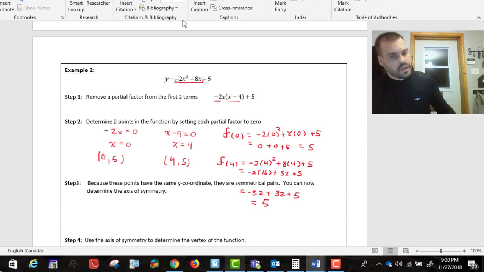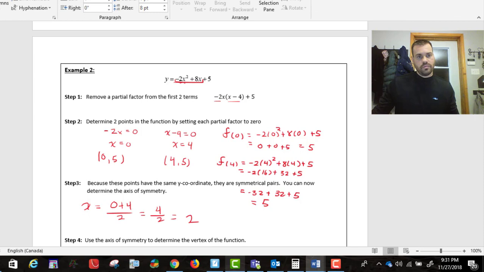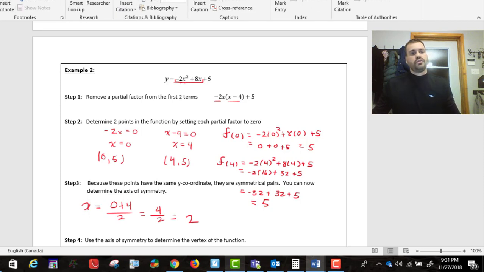And then what I do is I say, okay, that's fine. What about now the axis of symmetry? Because I know these 2 are symmetrical, so now I can say the axis of symmetry is going to be 0 plus 4 divided by 2. And that gives me 4 divided by 2, which is 2. So the axis of symmetry is x equals 2, which means my vertex has an x value of 2.